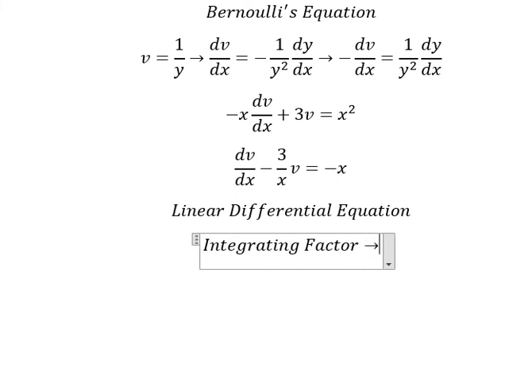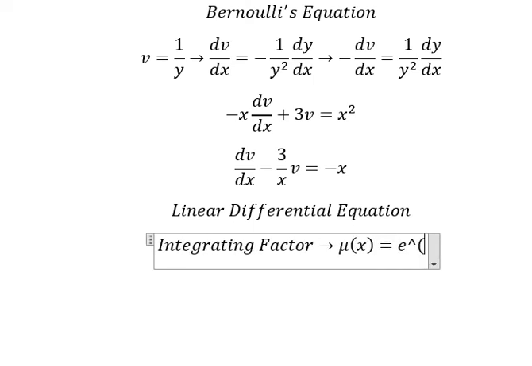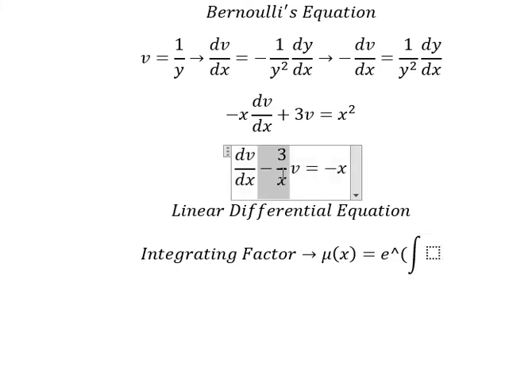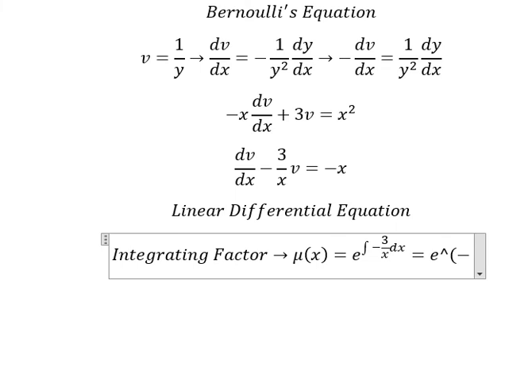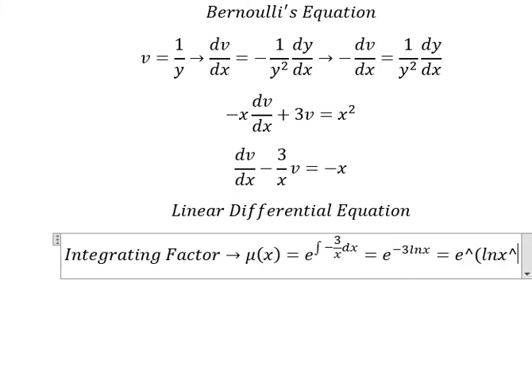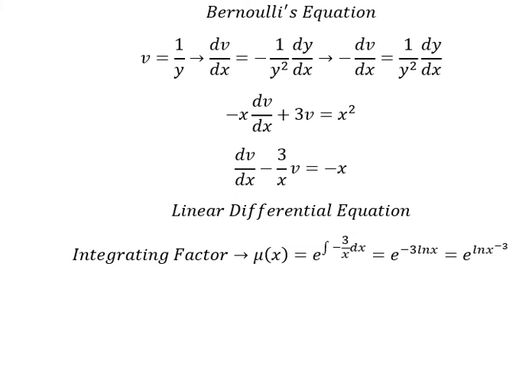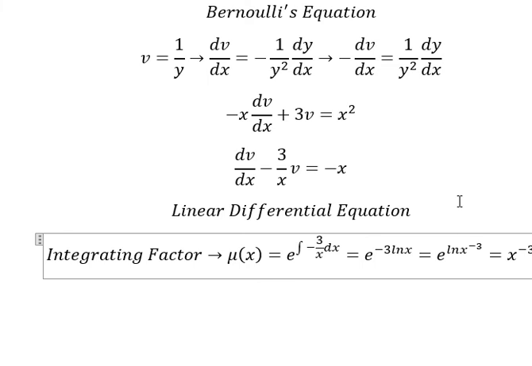So that should be mu of s equals e to the power of the integration. We see that negative 3 over s is next to v. This is for the integrating factor. And this one we have negative 3 of s. Later, negative 3 goes inside the natural log in here. So this one we have s to the power of negative 3.